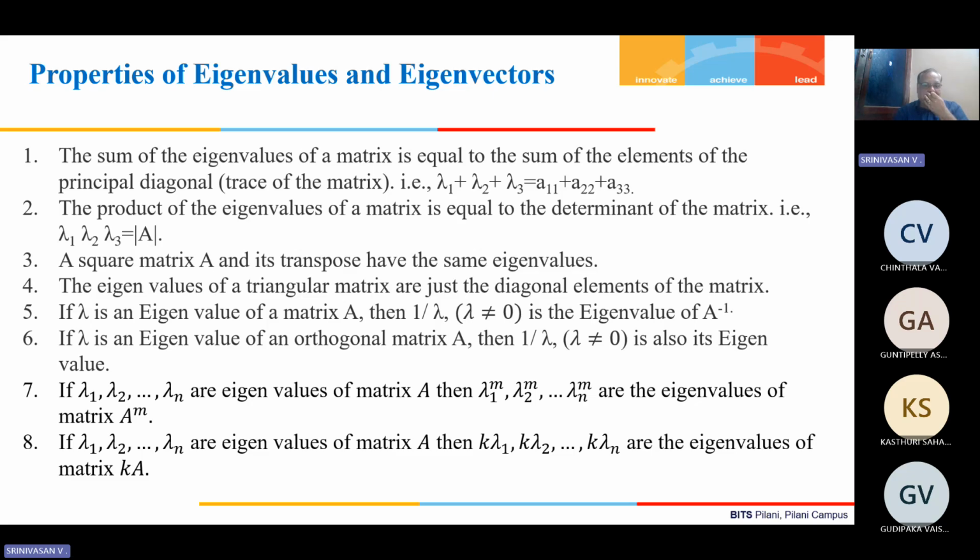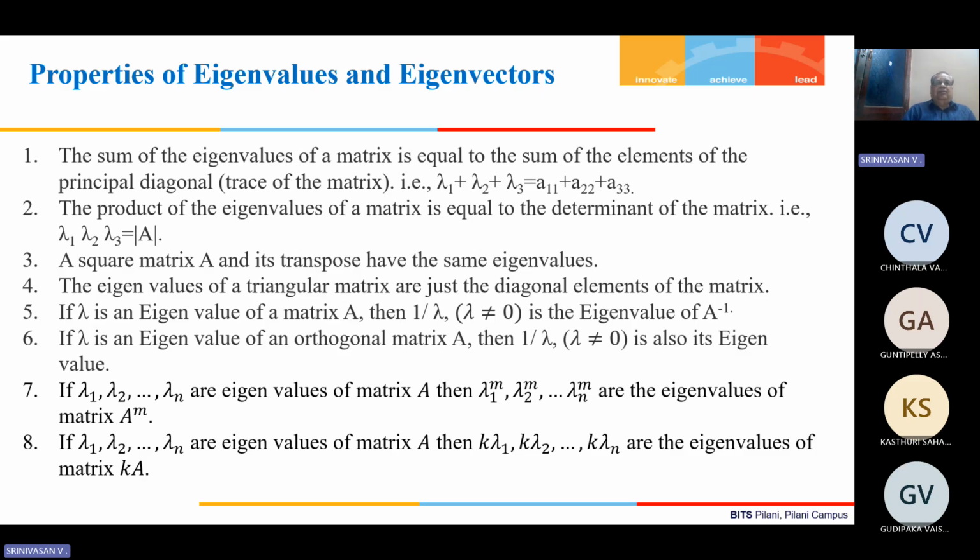If lambda is an eigenvalue of a matrix A, then 1 by lambda is an eigenvalue of A inverse. These are all most prospective questions for multiple choice questions. Suppose you are given 2, 3, 6 as eigenvalues of A, then what are the eigenvalues of A inverse? 1 by 2, 1 by 3, 1 by 6, something like that.